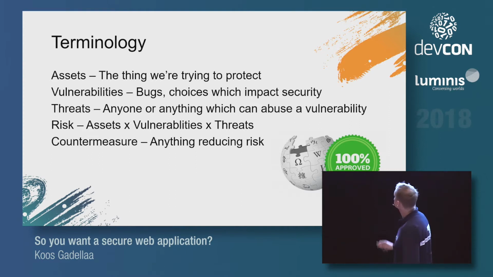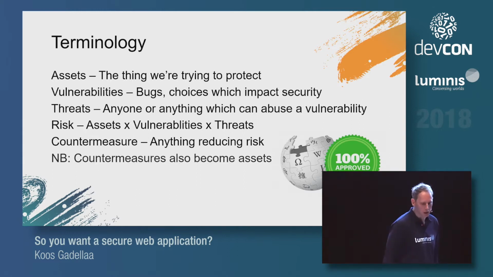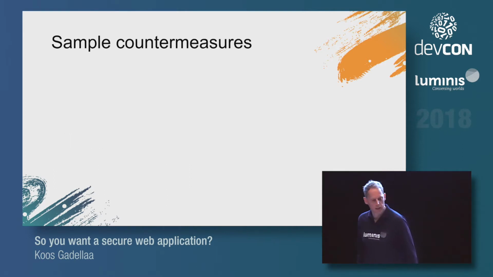So when it's possible as a countermeasure to lower the value of an asset, that's a proper countermeasure. And the thing to note is that countermeasures are also assets. So when you start building applications and you have countermeasures in place, they're also assets. They also have their separate risk, and they need to be protected. So we have these 5 terms. Let's do a really quick feel of sample countermeasures, which this means.